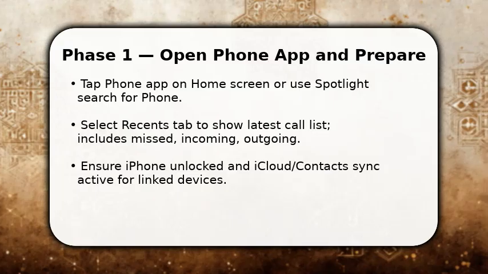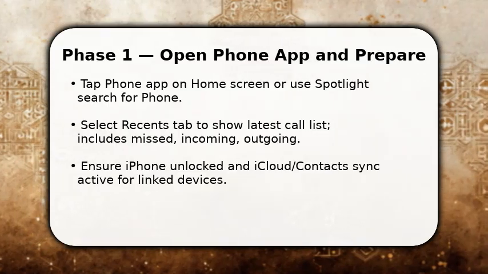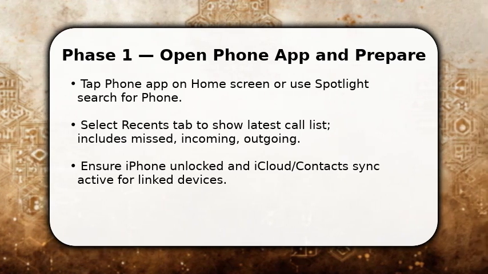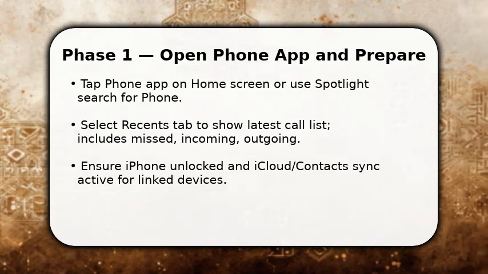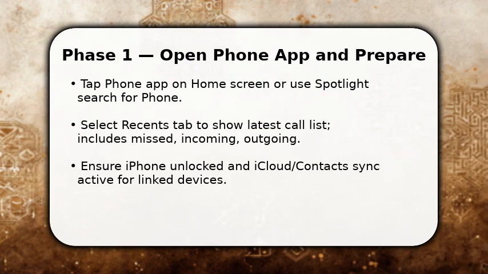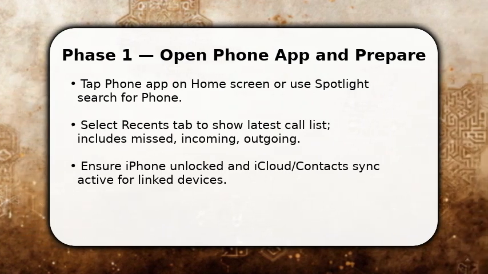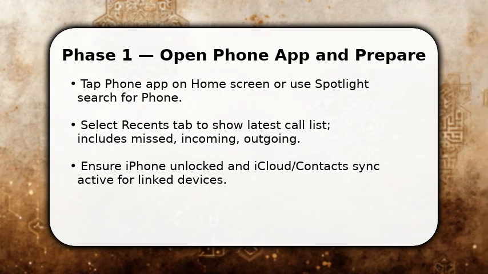Enjoy the video. You start by opening the phone app and going straight to Recents. This shows all calls. Once done, make sure your iPhone is unlocked, and if you use multiple devices, that iCloud syncing is enabled so linked calls appear.